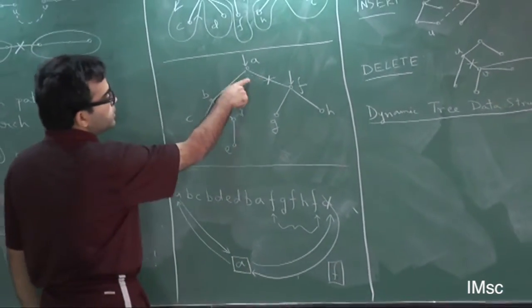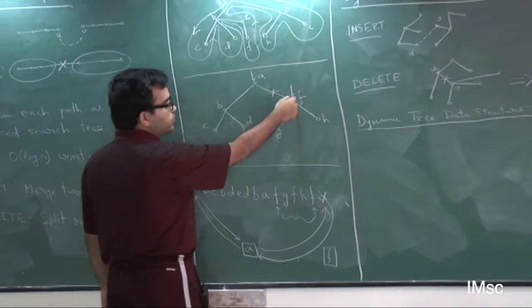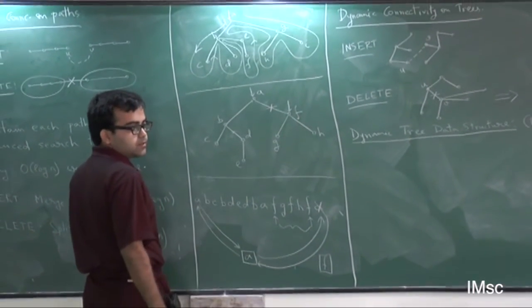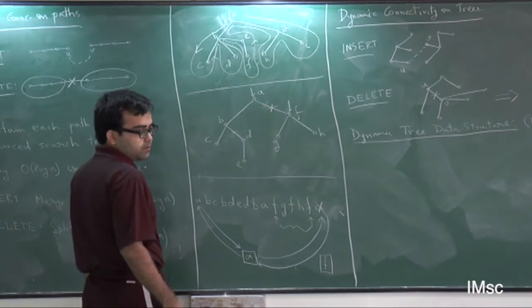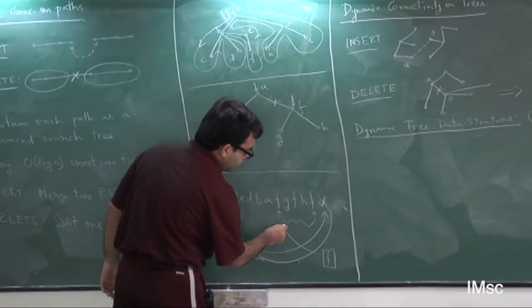It is needed because when you are splitting this edge, you need to find the first occurrence of F and the last occurrence of F, right. How will you find that? That is why you will need these two pointers. Okay.